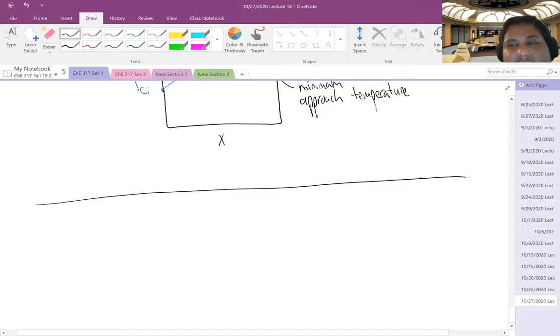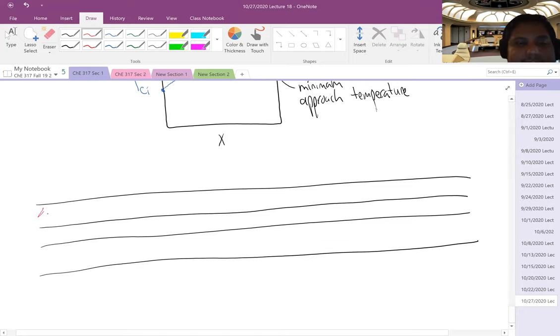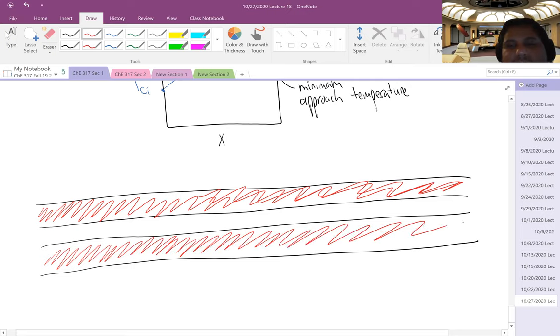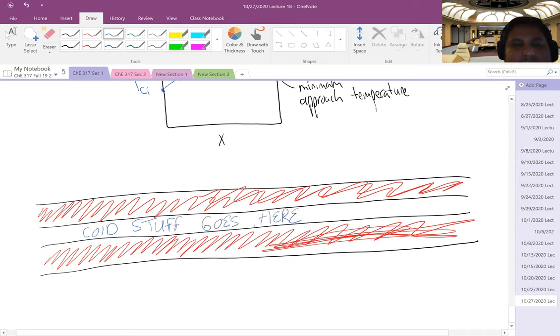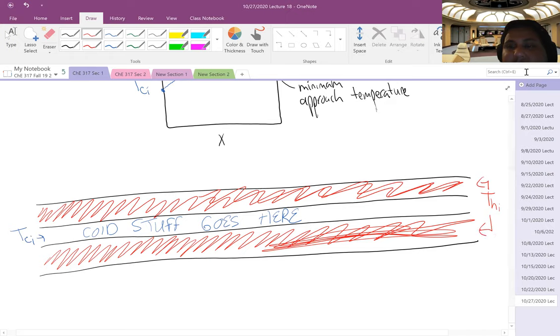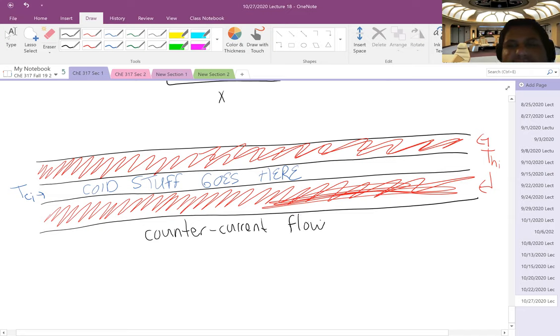Now let's consider the counter argument. Where once again, I have the same situation. Cold stuff goes here. Where my cold fluid's going to go this way, but now my hot fluid is going to apparently transport to another lecture. It's going to go here. And this is what I consider countercurrent flow, as the fluids are flowing in opposite directions.